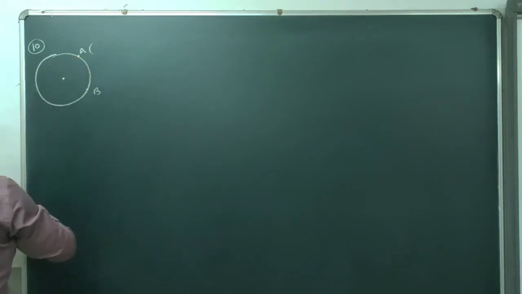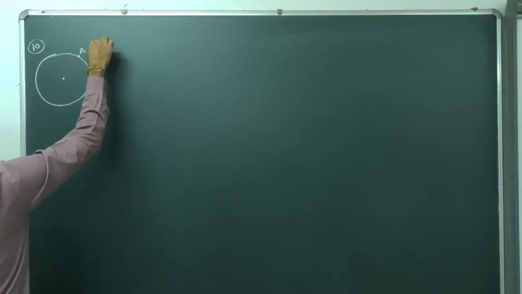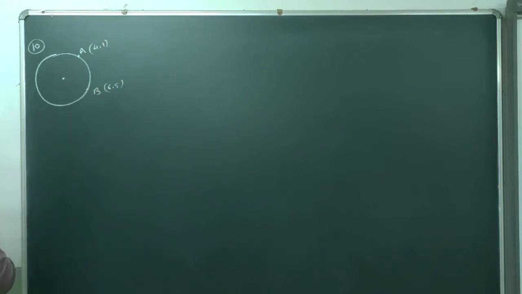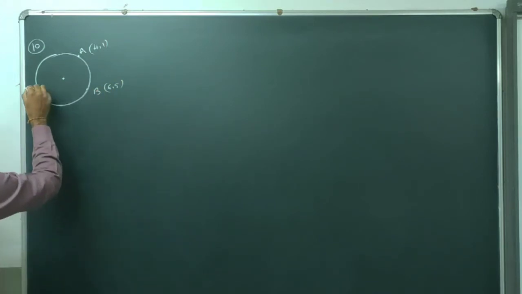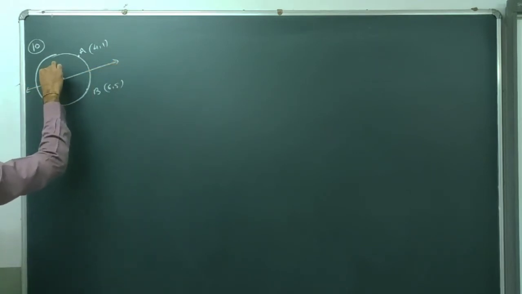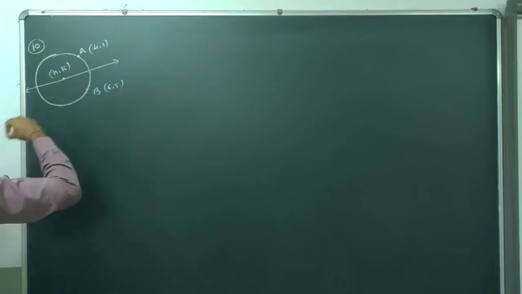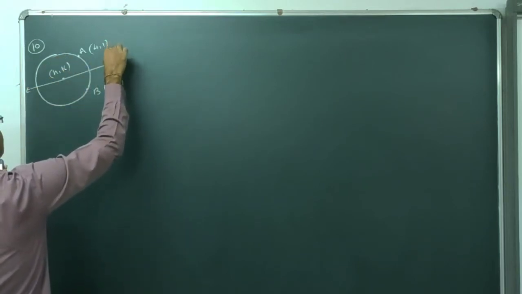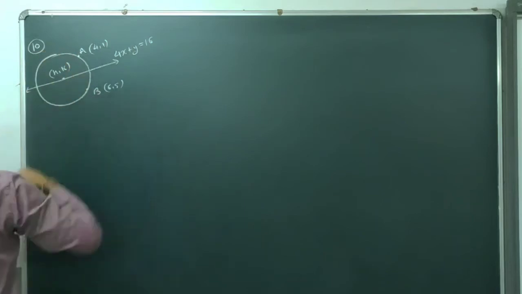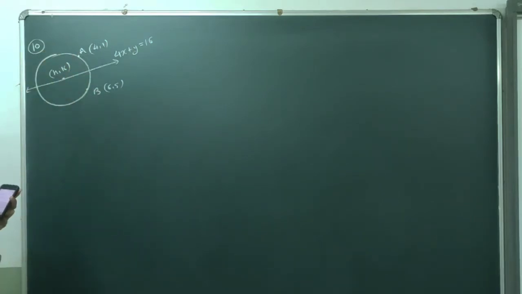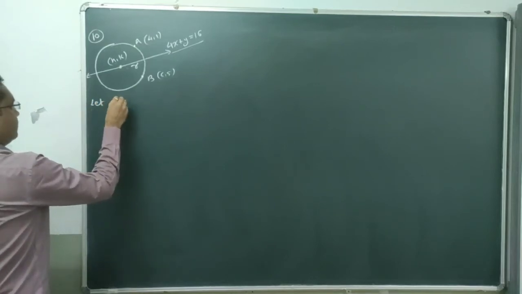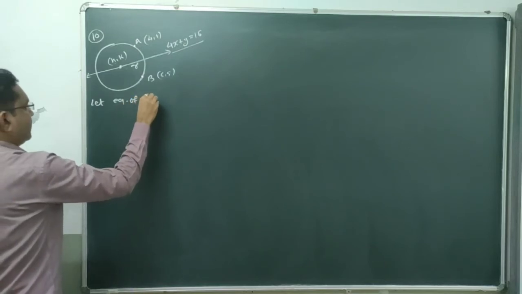Coordinates of these 2 points are given, 4 1 and 6 5, and the center lies on the line. Suppose this is one line, and this is the center of circle, suppose it's h comma k. Center of circle is h comma k, and equation of this line is given, 4x plus y equal to 16. This is given. So for this we have to find the equation of the required circle.